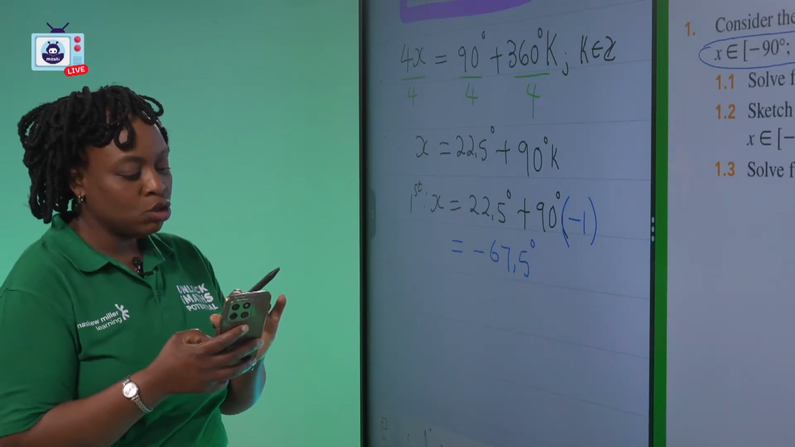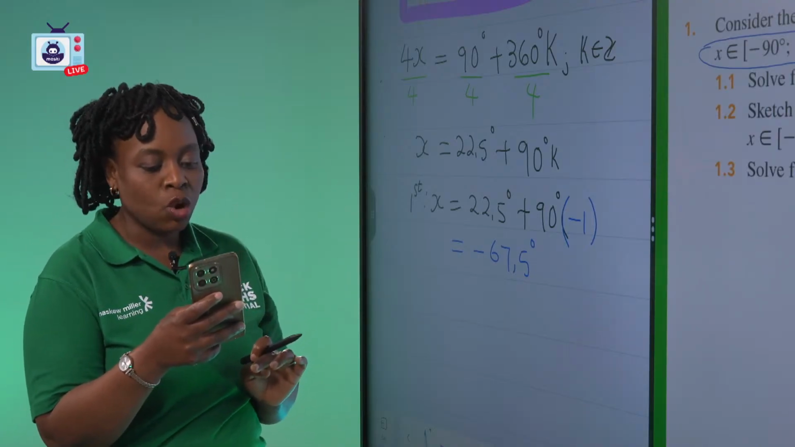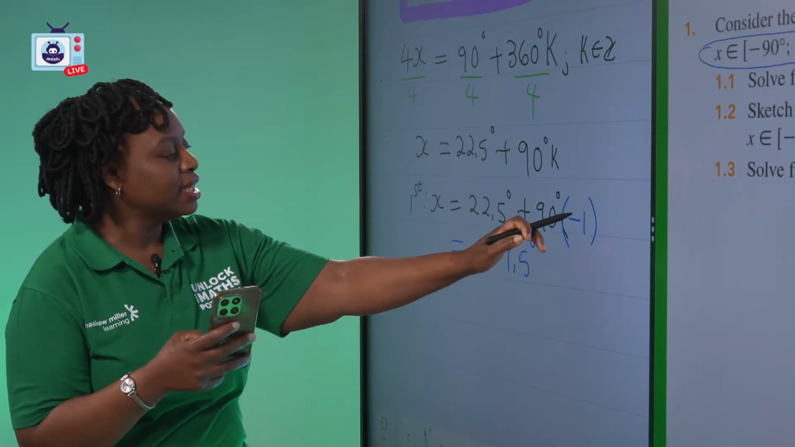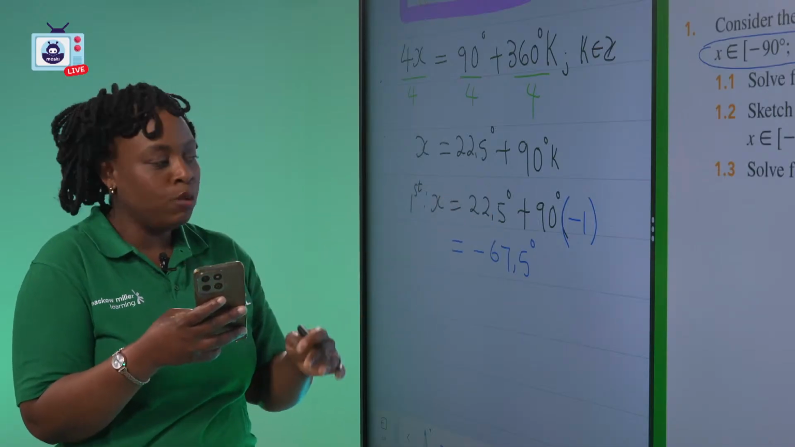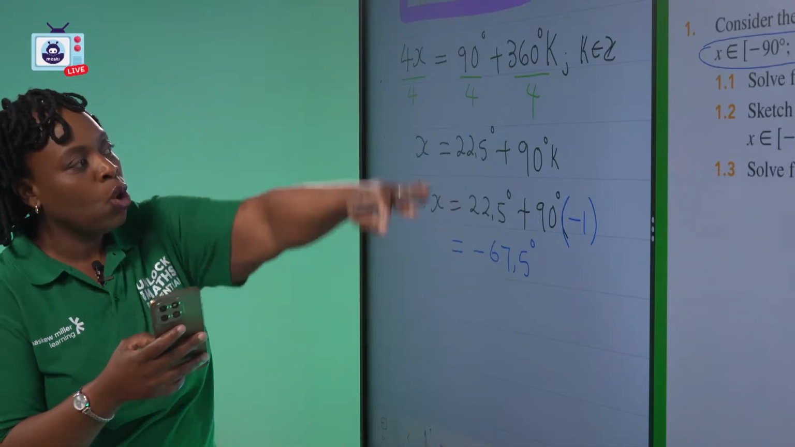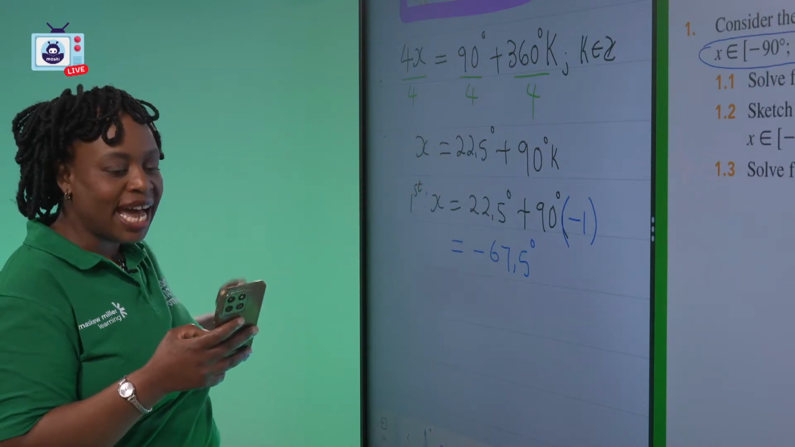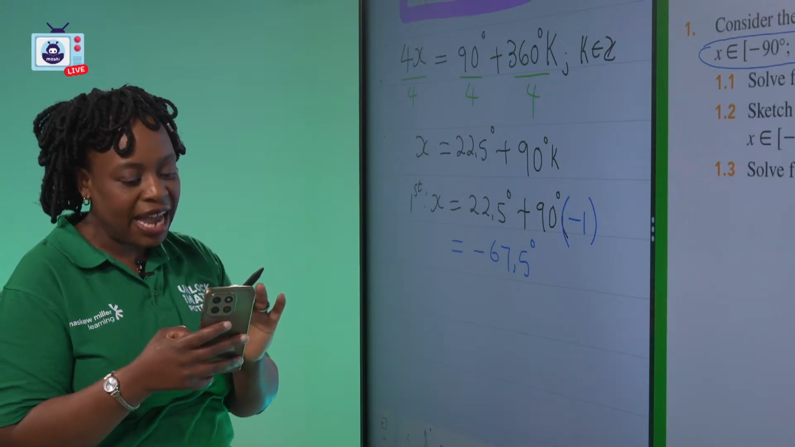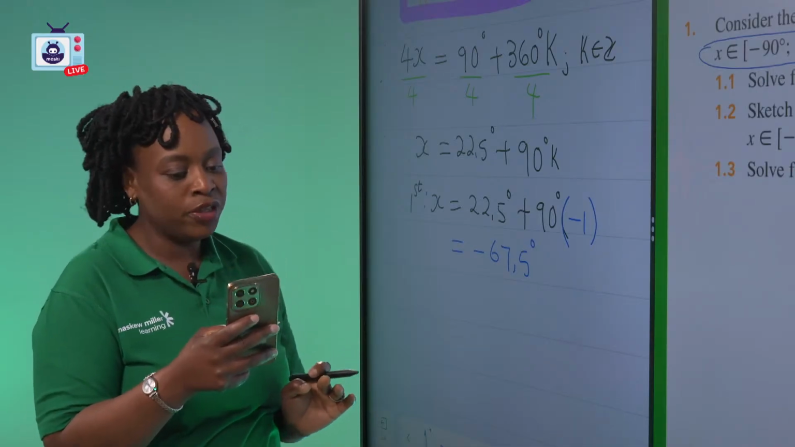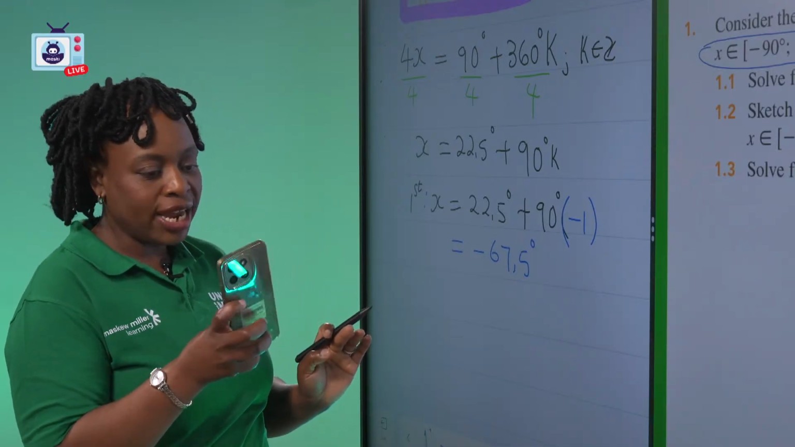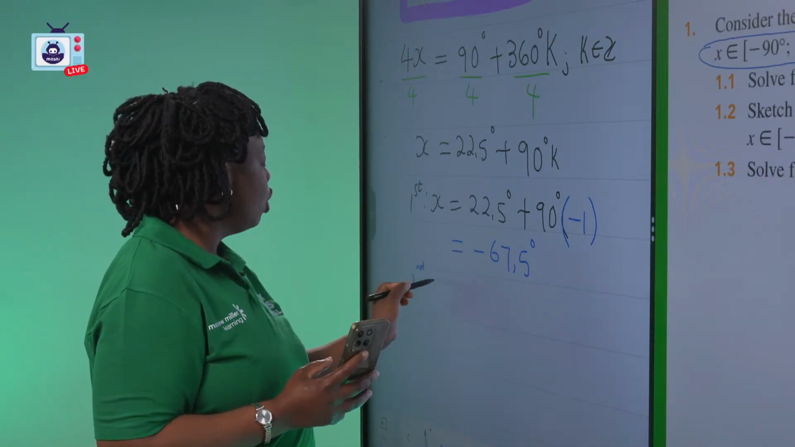What I'll advise you to do, while you still have your calculator, is to keep substituting. We started with -1, so you can put -2. You would see that -2 takes you away from the -90. It's literally giving you -157.5, which is not within the interval we are dealing with. So let's put 0 to check. If you put 0, you see that the second answer gives you x to be 22.5 degrees.